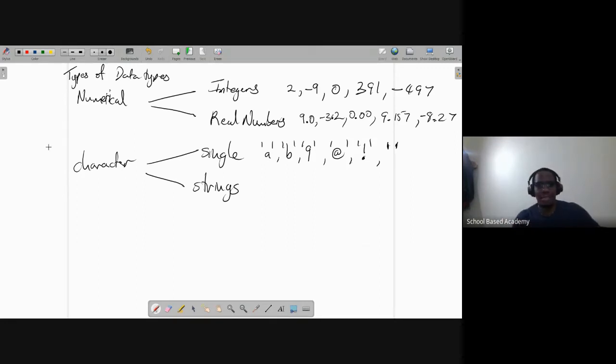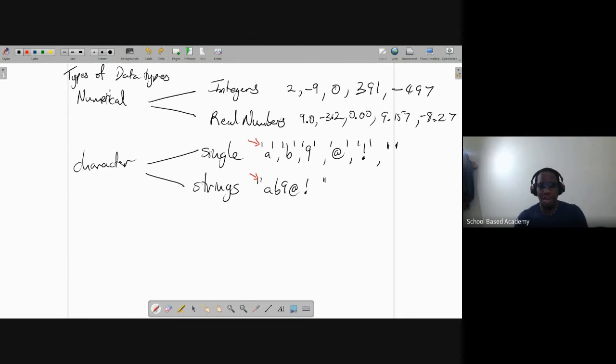And then in terms of the character data type, you have strings, which are a collection of characters joined together. A, B, 9, at sign, exclamation mark, space. And strings are represented in double quotes. So note the quotes, typically. All right? Note the quotes. You have single quote for single character, double quote for strings. And all of this together is in one. It's all together. It's contiguous. It's flowing. It's joined together.